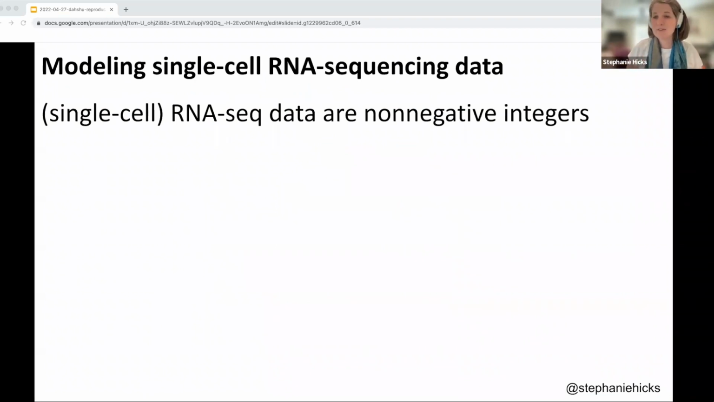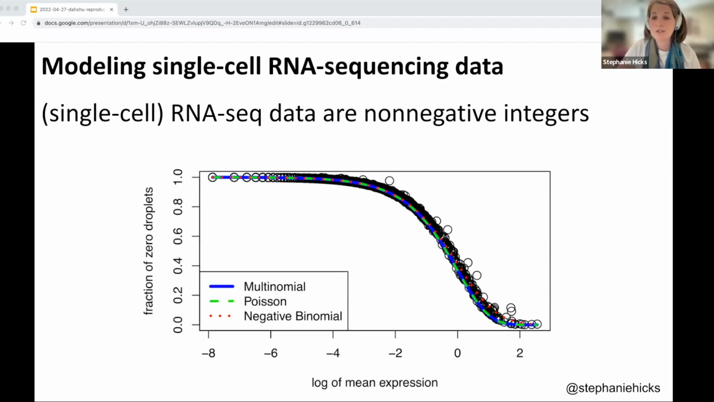This motivated us to create a tool to generalize PCA from data designed for Gaussian data to data that are designed for counts. We started out by trying to figure out what is the right count model to use to generalize PCA. So we took the set of monocytes that we had and calculated the mean expression along the x-axis and the fraction of zeros along the y-axis. And we fit 3 different models to this data: multinomial, Poisson, and negative binomial.